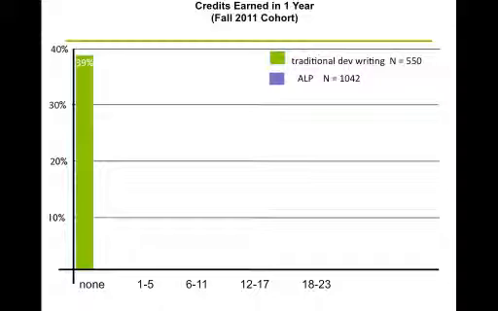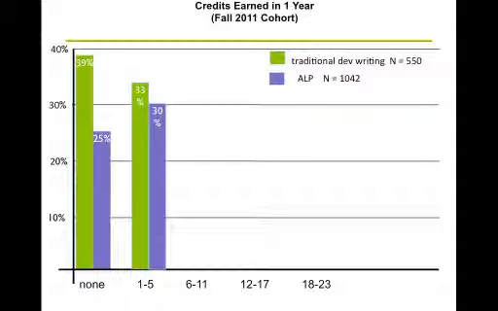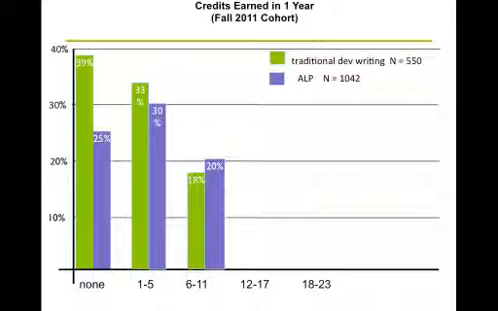So 1 year after being in the developmental course, 39% of the traditional students have still earned no college credits, and only 25% of the ALP students have earned no college credits. What percentage had earned 1 to 5 credits? 33% for the traditional students, 30% for the ALP students. How about 6 to 11 college credits? And now the ALP students begin to surge ahead.